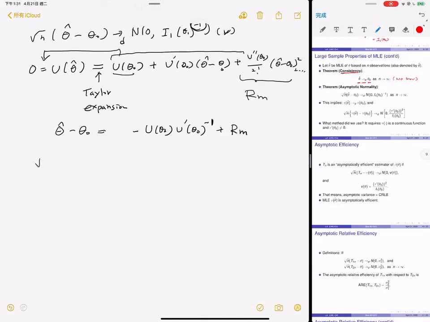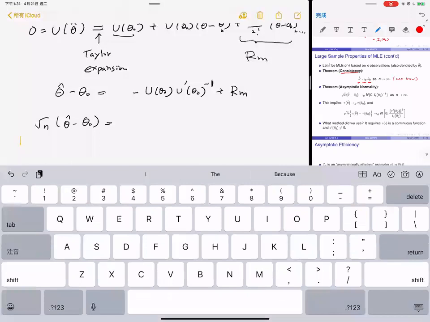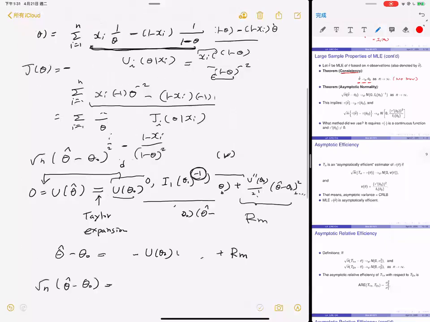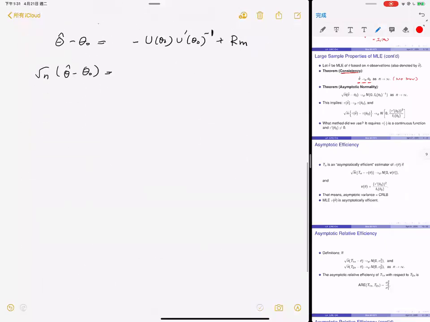My goal is actually to write down root n times (theta hat minus theta 0), right? Times root n. And then I write down something. First one is U prime. Whoops, where does that go? Okay, U prime right here is what? U prime is the first derivative of the score function, nothing but what? The observed information matrix. So that means I have minus U prime right here. That means this is nothing but J(theta 0), then inverse.